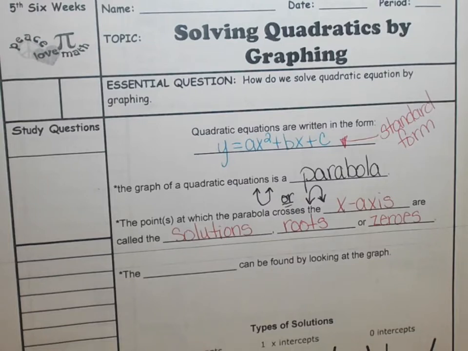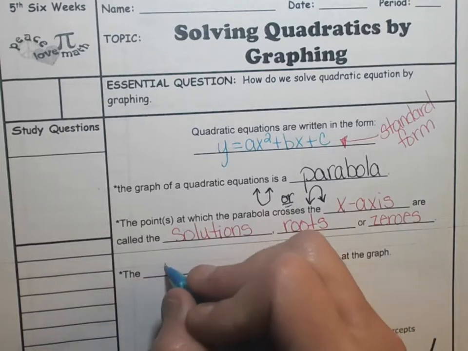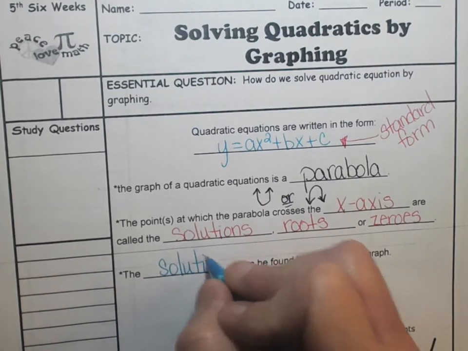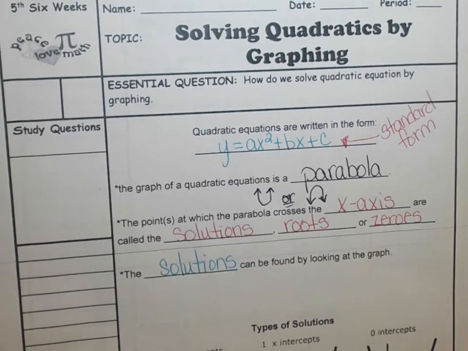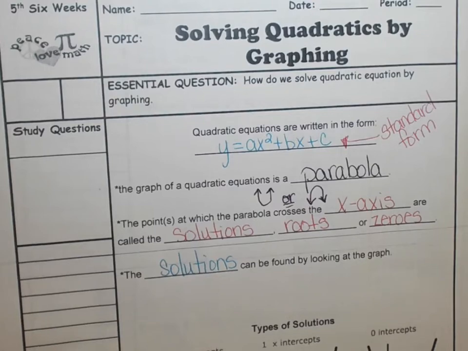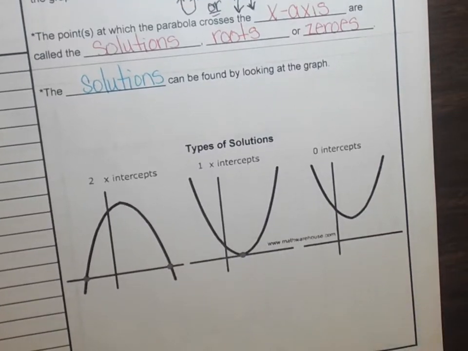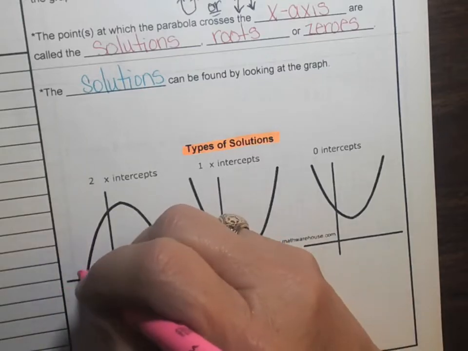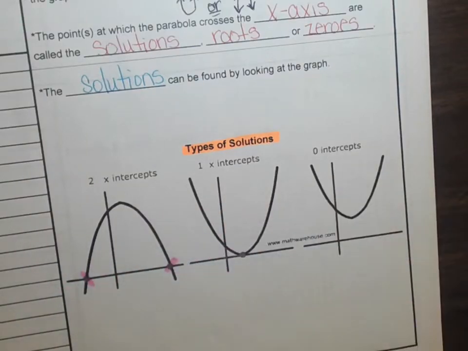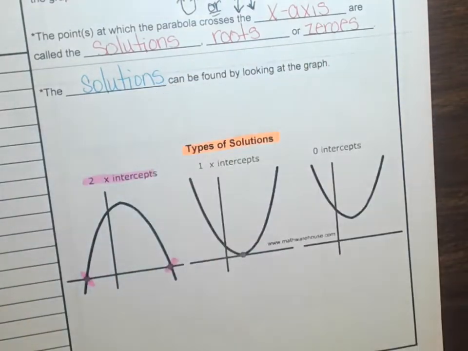In order to find the solutions of a quadratic by graphing, you can look at the graphs. When you are graphing quadratics and looking for the solutions, there are three types of solutions, three things that can happen. The first thing that can happen is your parabola can cross the x-axis twice, and therefore you will have two x-intercepts, so you will have two solutions.